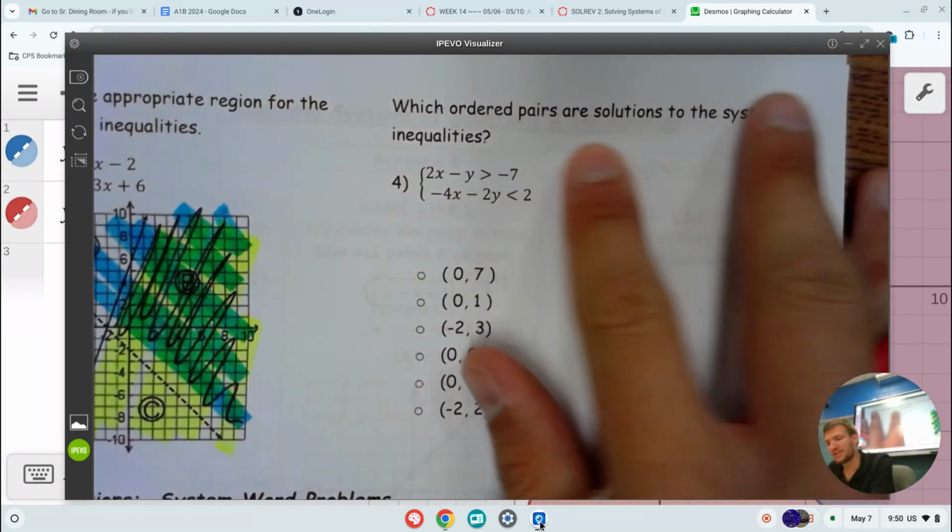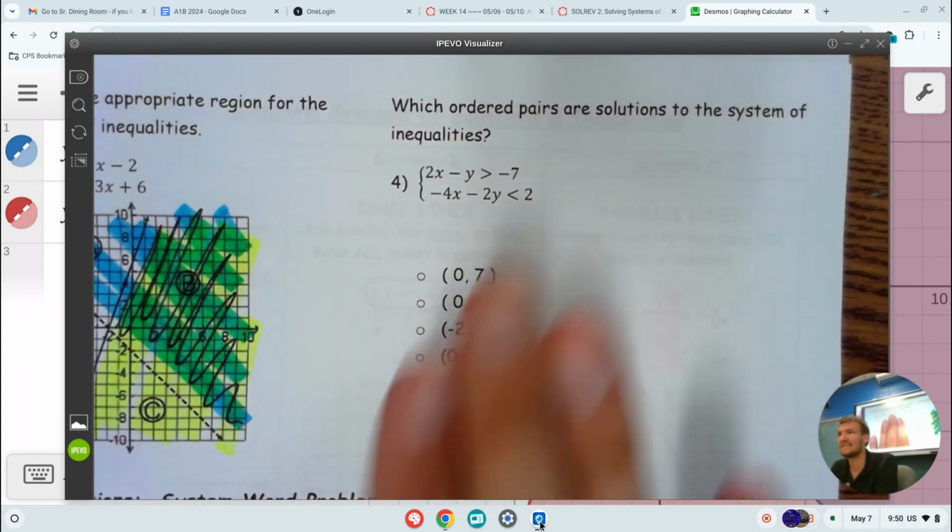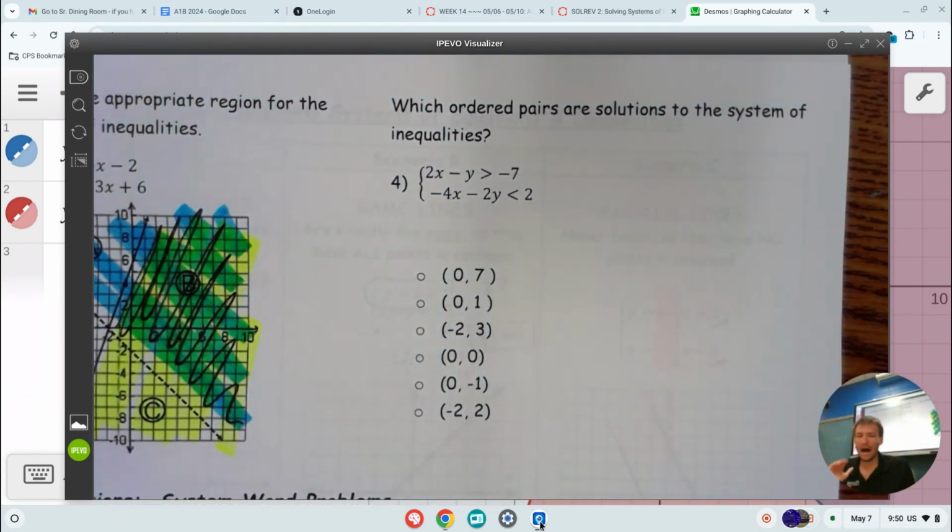All right. Now this one says which ordered pairs are solutions, and they don't give you a picture. How could we get a picture of this system of inequalities? Just Desmos. So I'm going to give you some time, 1 minute, to try to do number 4. Type in the system. Once you have the system, consider the different pairs and see how you do. Once you got the system in there, consider: is 0, 7 a solution? Is 0, 1 a solution?